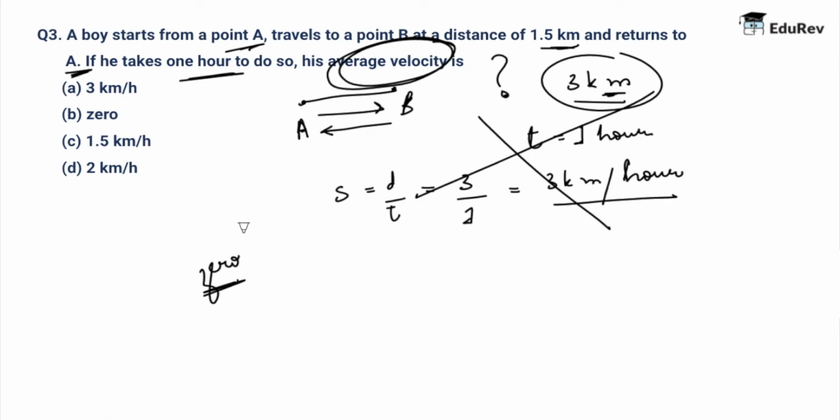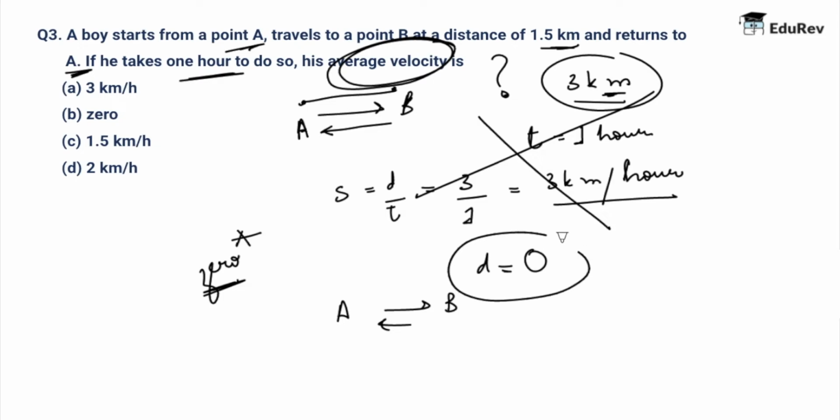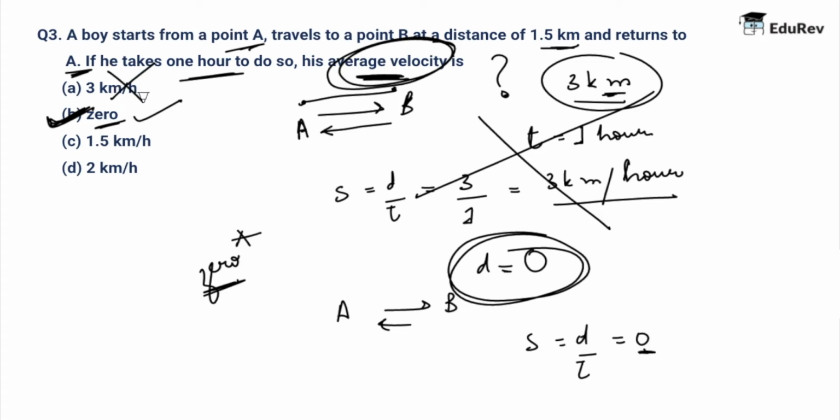Because when the boy travels from point A to B and back from B to A, the total displacement is 0, right? So the total displacement is actually 0. Hence, the average velocity, which is the total displacement upon the total time, is actually 0. And when the average velocity is 0, what is going to be the answer? 0, because the displacement is 0. Got it? So the correct answer in this case is 0, and it is not 3 kilometers per hour. Just keep this point in your mind. It's really very, very important.